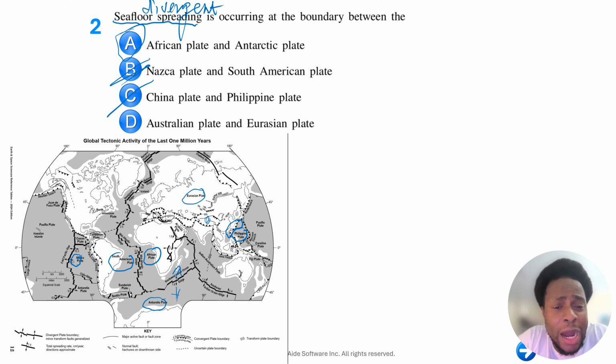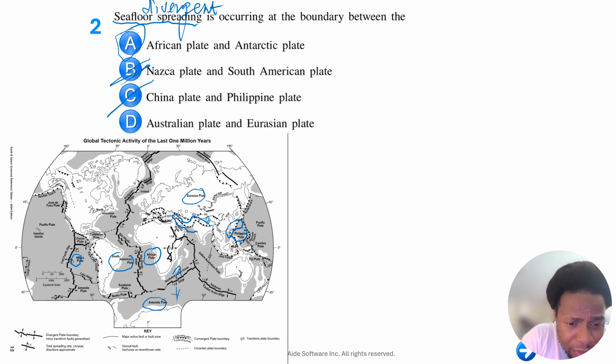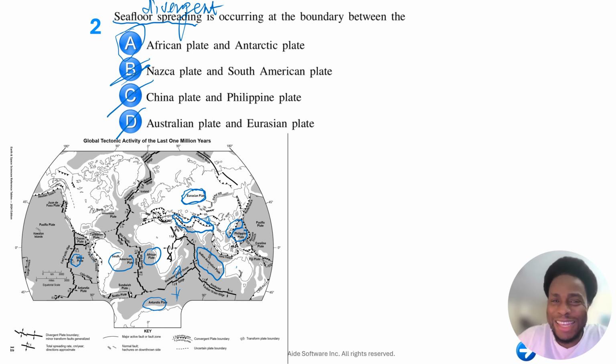Option C is out. Australian plate and the Eurasian plate. So I see the Indian Australian plate right around here, and I see the Eurasian plate here again. So when you look at it again, it's all convergence. It's all convergence in that region between the Indian Australian plate and the Eurasian plate. So that's convergent. So option A is the only divergent plate boundary going on here.